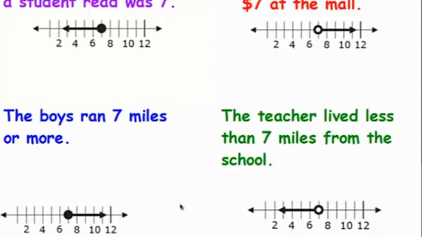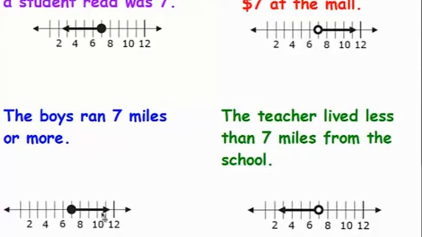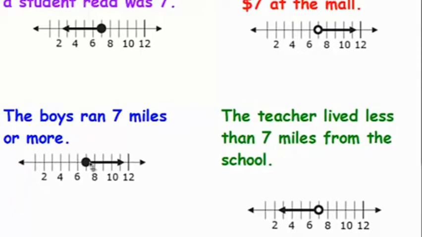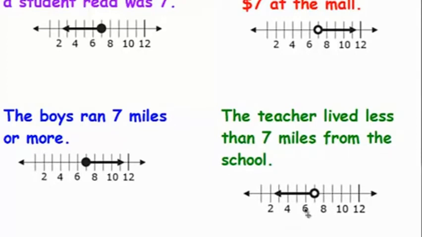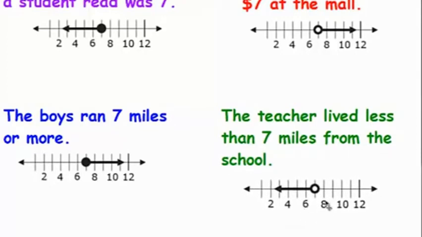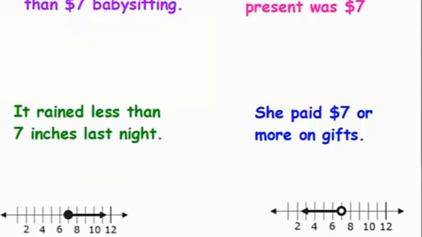Let's go to the blue one. The boys ran 7 miles or more. This is the graph that goes with it. It starts at 7 and it's filled in because some boys ran 7, other boys ran further than 7. And the last one, the teacher lived less than 7 miles from school. The starting point on the graph is 7, but it's not filled in because the teacher lived less than 7 miles, not 7 miles.